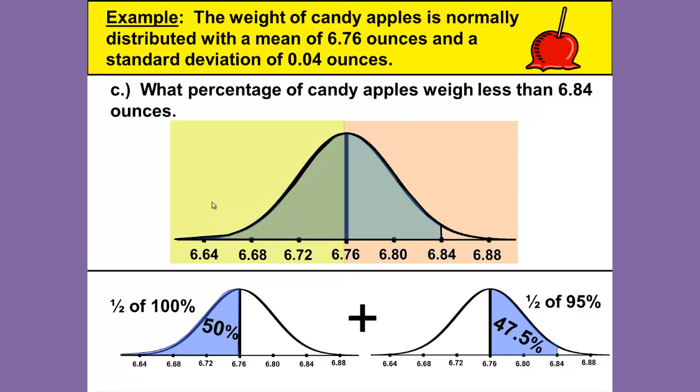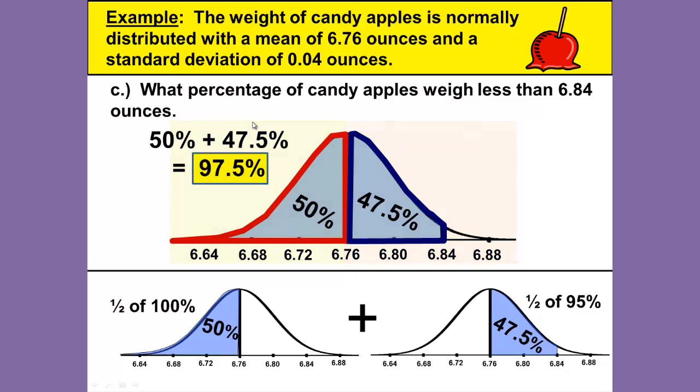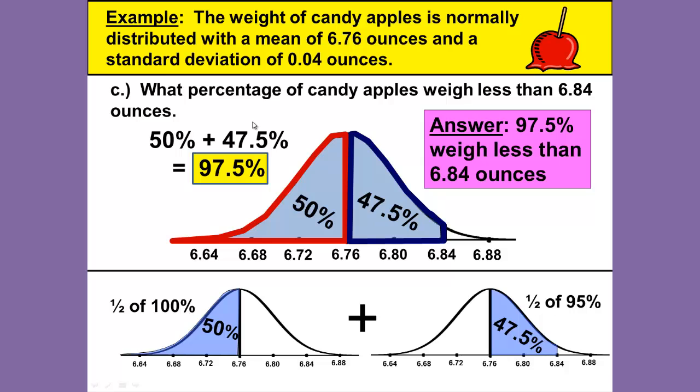So that means we have half of 100% and half of 95%, because that's a 2 standard deviation jump. Once we know what the two pieces are, we can add the 50% to the 47.5% and get a total of 97.5% that we've shaded. Once we know that, our answer then is 97.5% weigh less than 6.84 ounces.